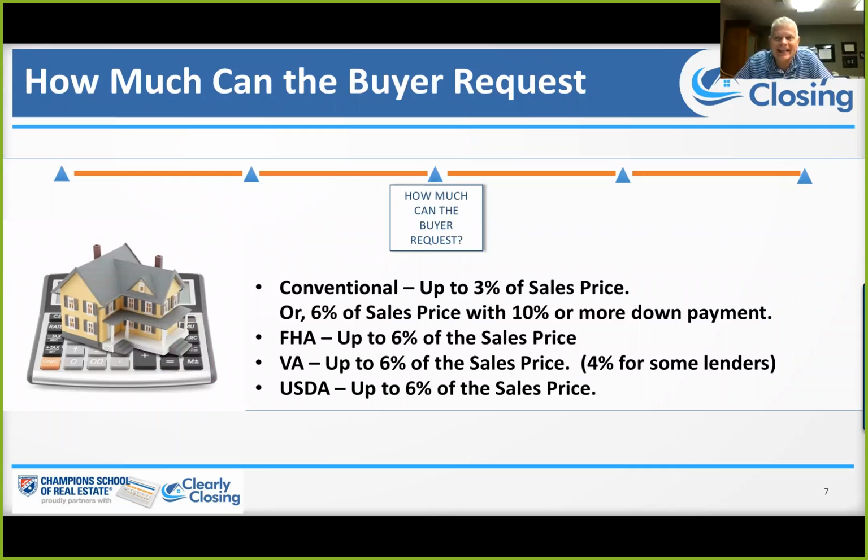Well, you have a handy slide there to help everybody see. There are limits, and on conventional loans, unless people are putting down 10 or more percent, you're going to be limited to 3%. Once they put down 10%, they can ask for and get up to 6% seller concessions if the seller is so willing. On FHA, it's 6%. On VA, generally, it really works out to about 6%, 4% plus the unallowables. And then also on USDA up to 6% of the sales price.